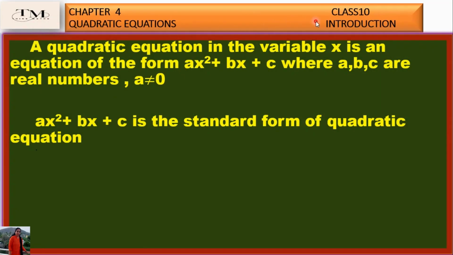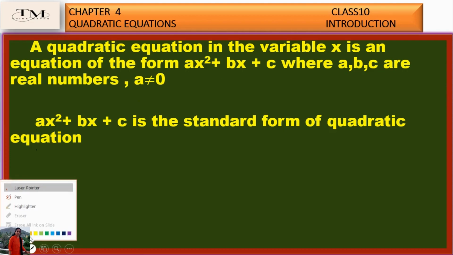So this is class 10 Maths chapter 4, quadratic equations. In this session we are going to discuss the general form of a quadratic equation and examples 1 and 2. So what is a quadratic equation? A quadratic equation will be of the form ax square plus bx plus c. Here a, b and c are real numbers and a should not be equal to 0.